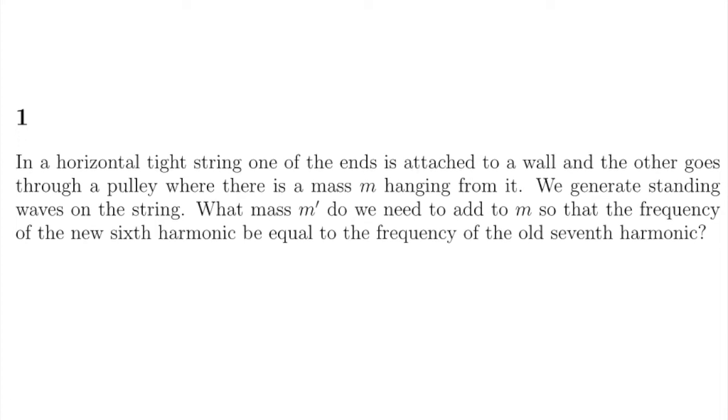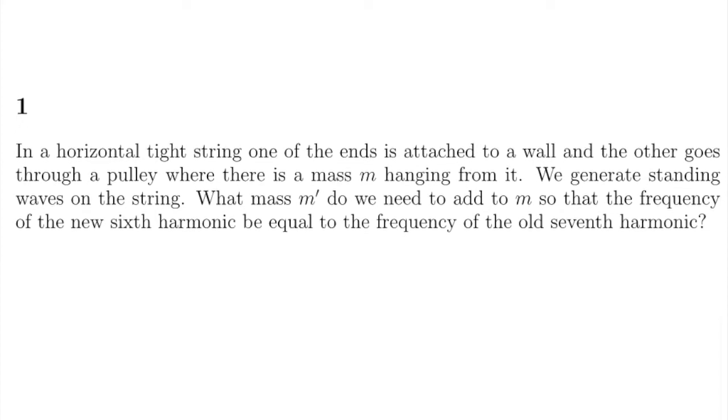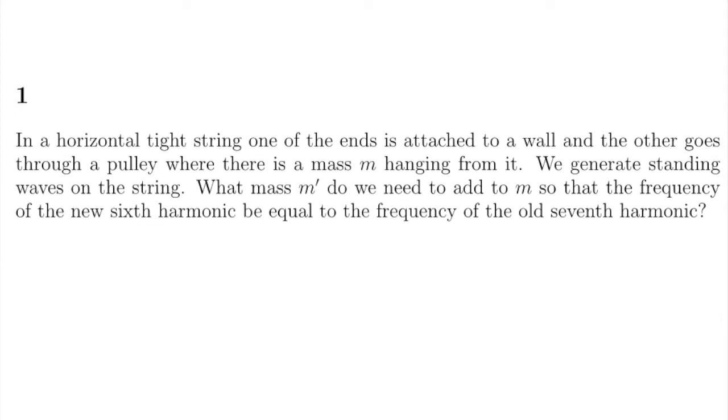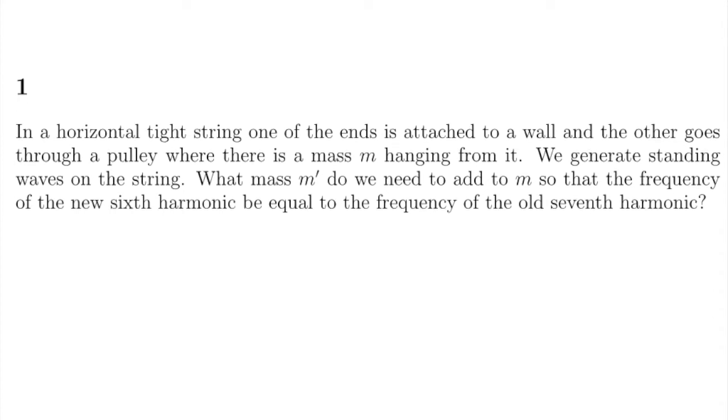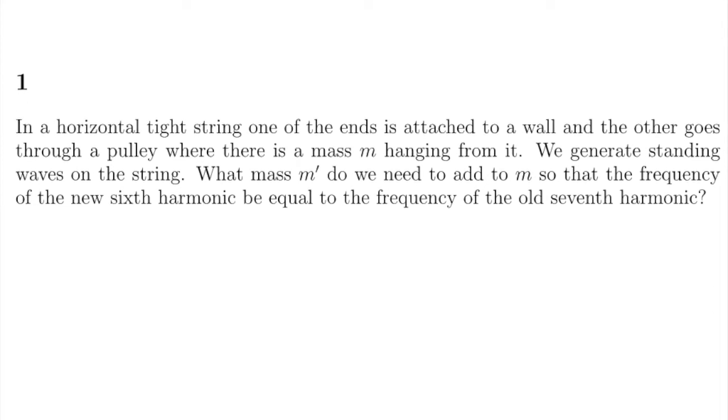What mass m prime do we need to add to m so that the frequency of the new sixth harmonic be equal to the frequency of the old seventh harmonic? So what does it mean? We have that string and a mass hanging here because of the tension, and depending on the relationship between the tension and the frequency, we're going to have standing waves.